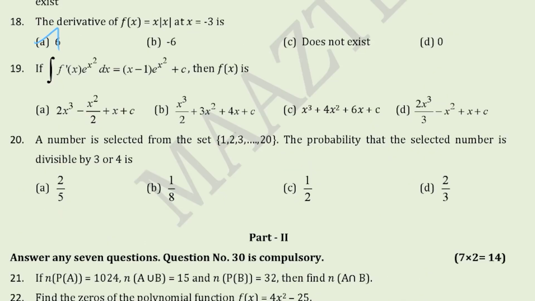Next, if integral f dash of x into e power x square dx equal to x minus 1 into e power x square plus c, then f of x is. Answer is option D. Next, a number is selected from the set 1, 2, 3, etc. 20. The probability that the selected number is divisible by 3 or 4 is.